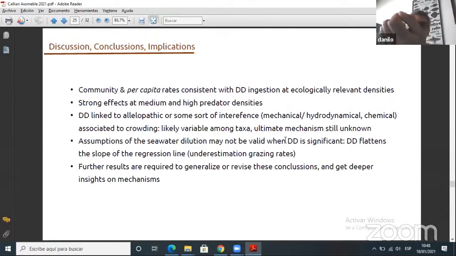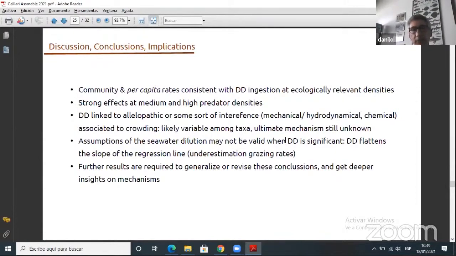So our interpretation from these results is that in the microzooplankton community, per capita grazing rates were consistent with the presence of active density dependency affecting ingestion rates at ecologically relevant levels of microzooplankton densities. These densities that we worked with, that's important to note, are within the range of naturally observed abundances or densities.